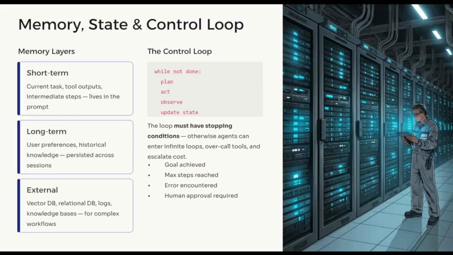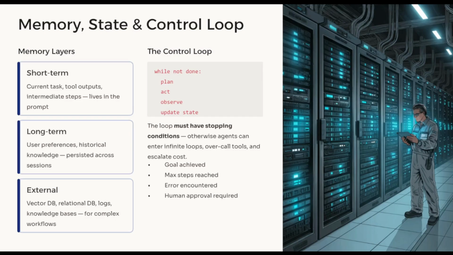Agents also need memory and state. Memory helps the agent keep useful information. Short-term memory stores current task context, tool outputs, and intermediate steps. Long-term memory stores user preferences, historical interactions, or domain knowledge. External memory can live in a database, vector database, logs, or knowledge base. State tracks the agent's current progress. For example, state may include the current plan, completed steps, tool outputs, remaining tasks, and errors. For simple agents, state can live inside the prompt. For complex workflows, state should be stored externally, like in Redis or a database.